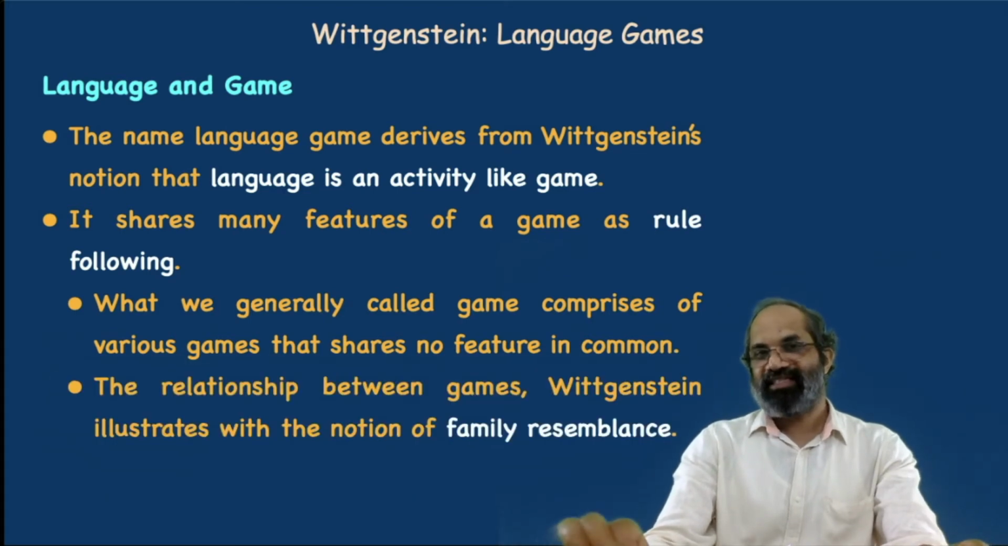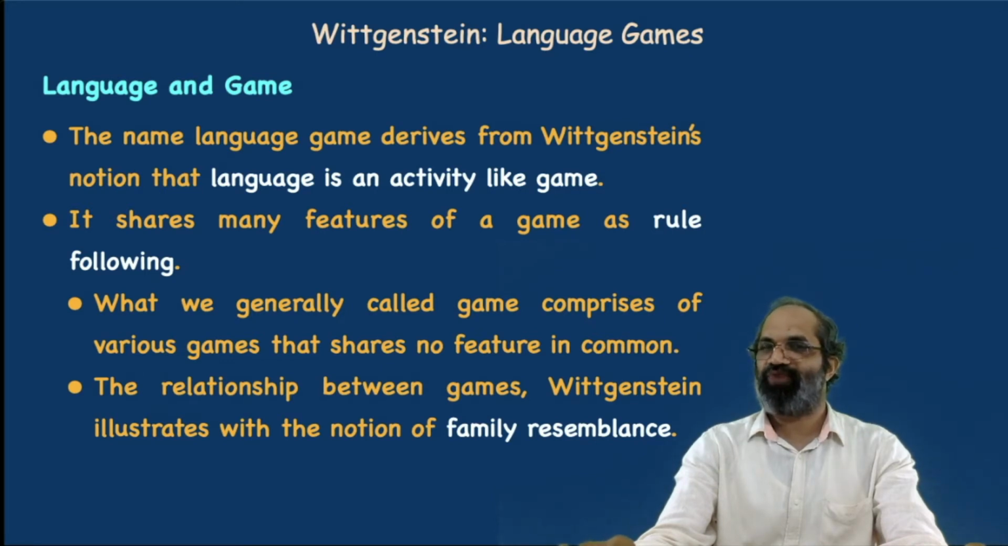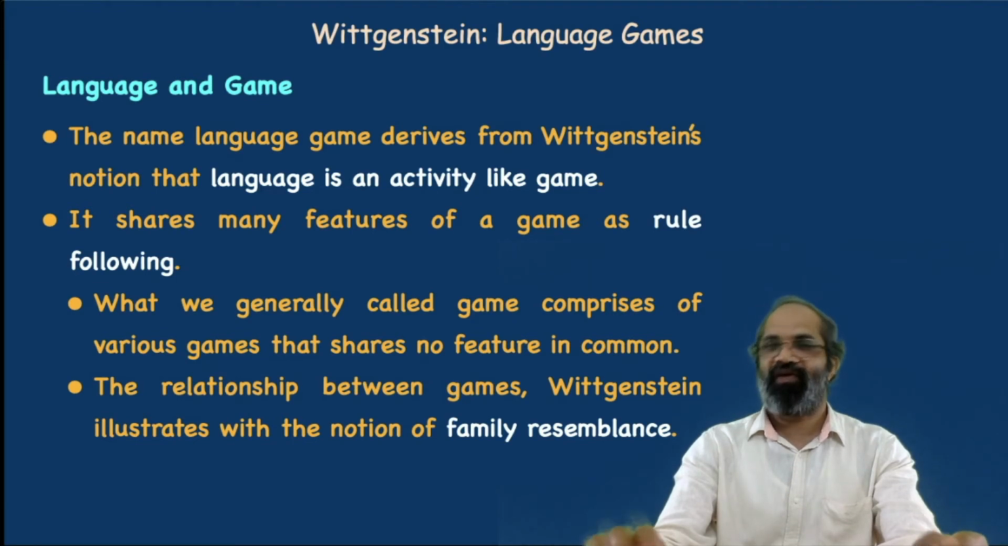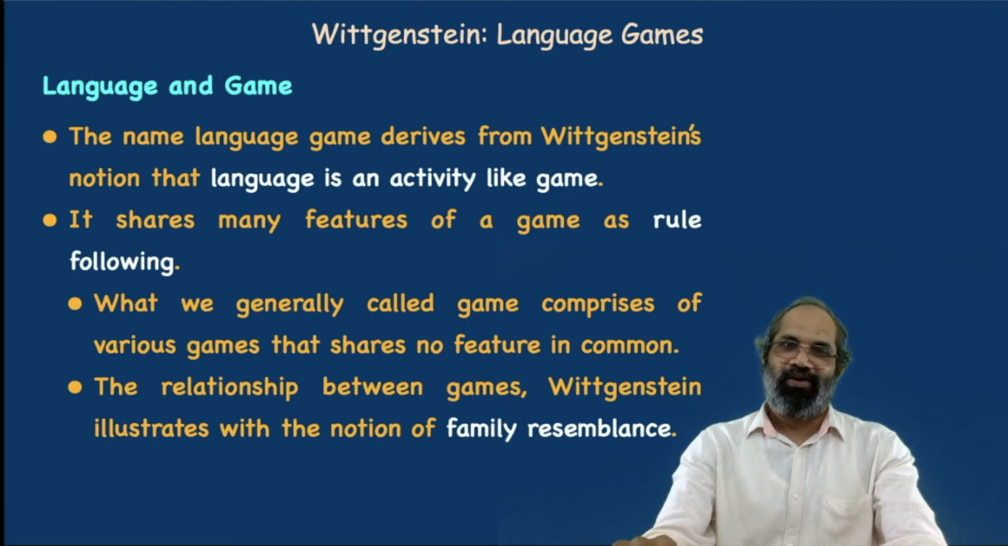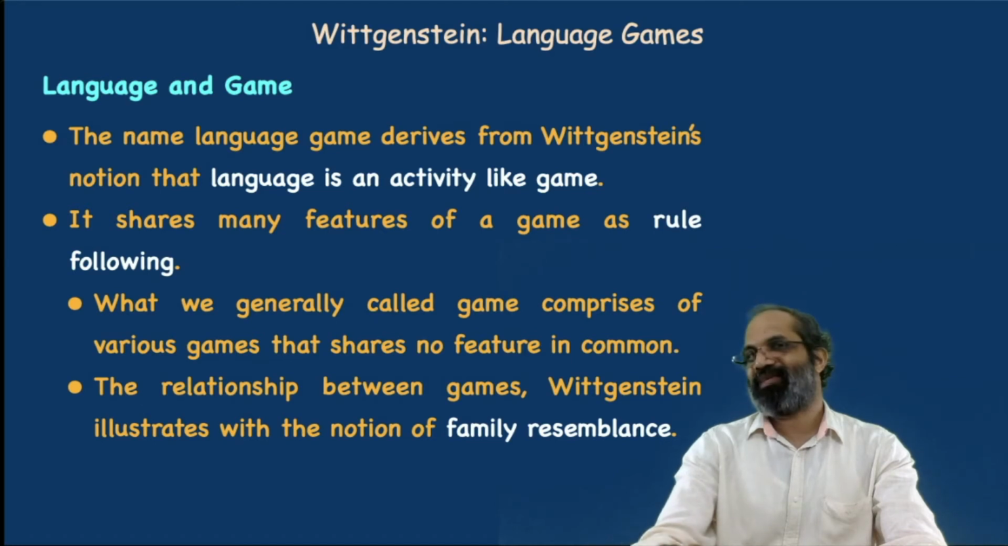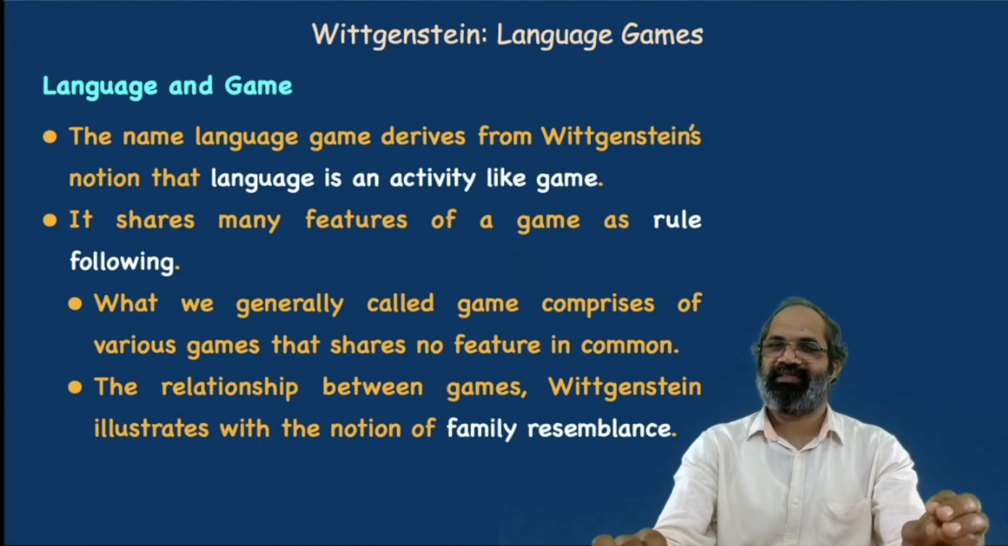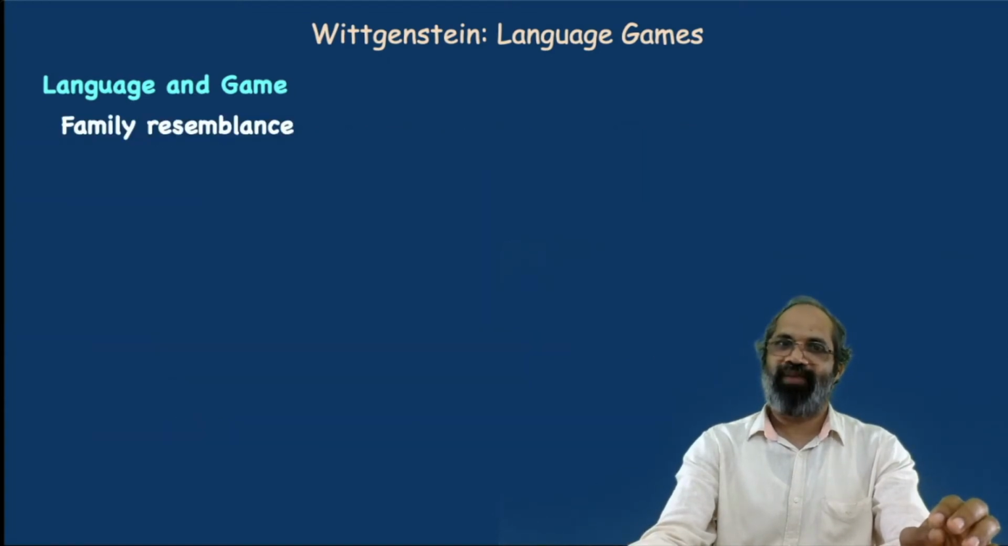Now, the relationship between games, Wittgenstein illustrates with the notion of family resemblance. Even though there is no common feature for all games, we call all of them games. What enables us to call all of them games is what Wittgenstein called family resemblance. Even though there is no unique feature which is available for all games, there is a family resemblance between games. Now we'll be looking into the notion of family resemblance.